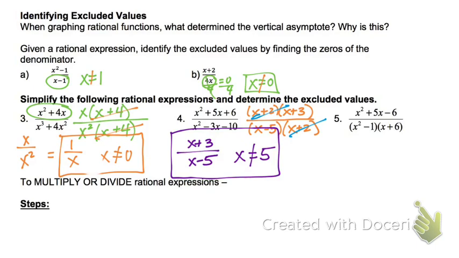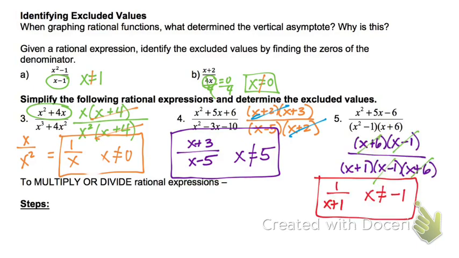Okay, try number 5. Let's go over this one. You factor the top, and then you factor the bottom. What did we call this little guy? Remember him? A difference of squares. Those were the days. x plus 1, x minus 1, keep the x plus 6.